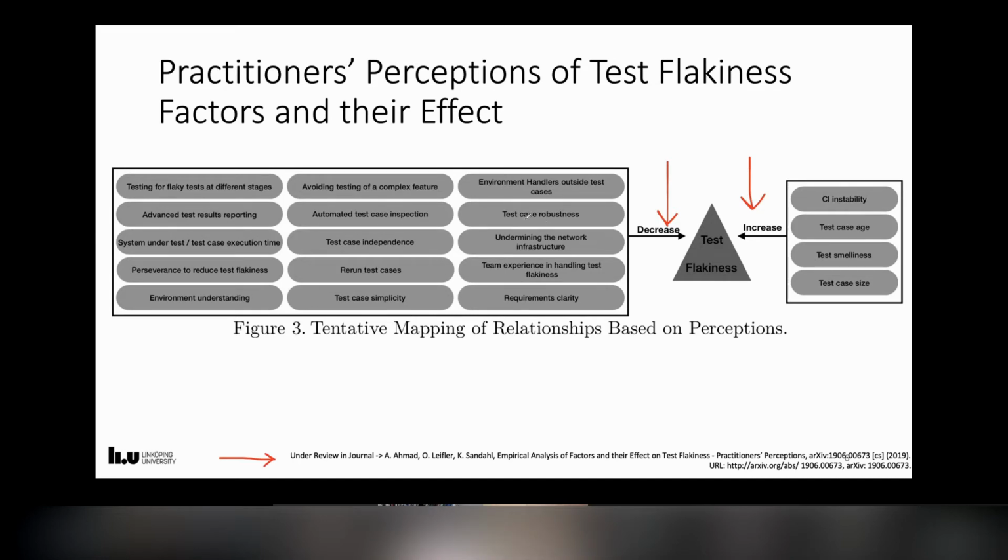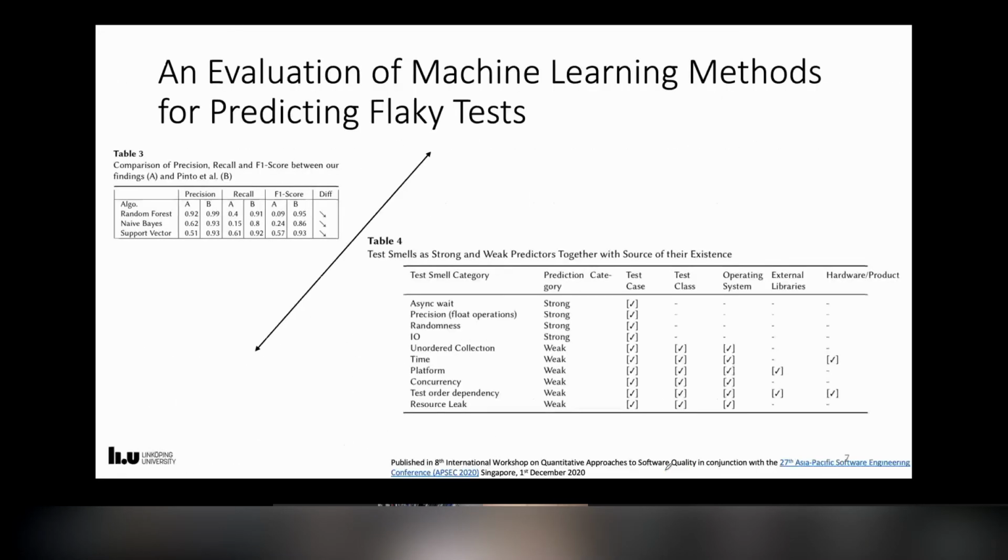For example, if you have robust test cases, you will most probably decrease test flakiness. But if you have an unstable CI or Jenkins, then it will increase. So if you want to read more, you can definitely refer back to it. We have a machine learning method. This paper is also accepted in the workshop here, published. It was just presented on 1st December. So we tried to evaluate the predictive power of the test smell flaky test. And we use the machine learning algorithm on the contents of the flaky test.